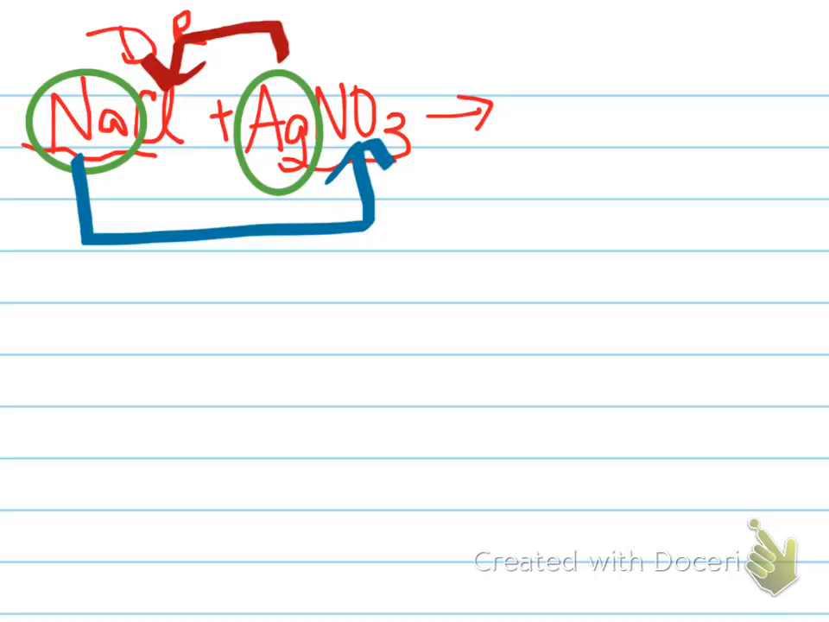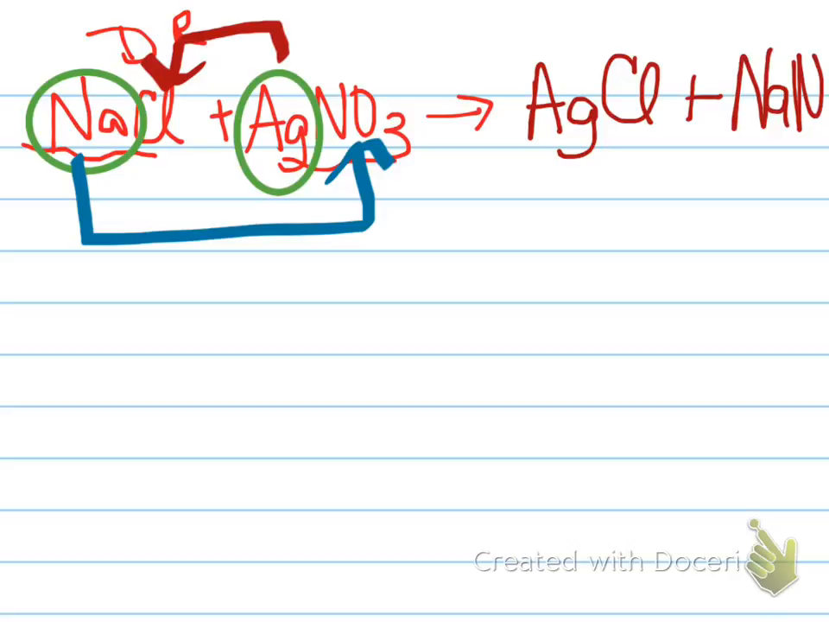Now, you also have to decide what is going to happen. There's my silver. It has a 1 plus charge, and chloride has a 1 minus charge, so that's the correct formula. And then I have sodium. It has a 1 plus charge, and so does nitrate, NO3. Also has a -1 charge. So this is the correct formula, and it's already balanced. But what drives it? What makes this happen?